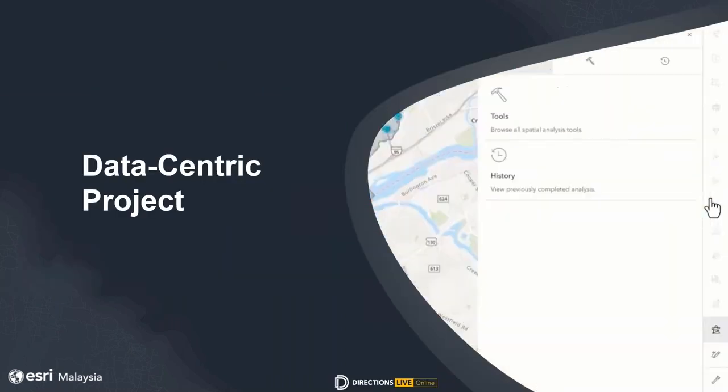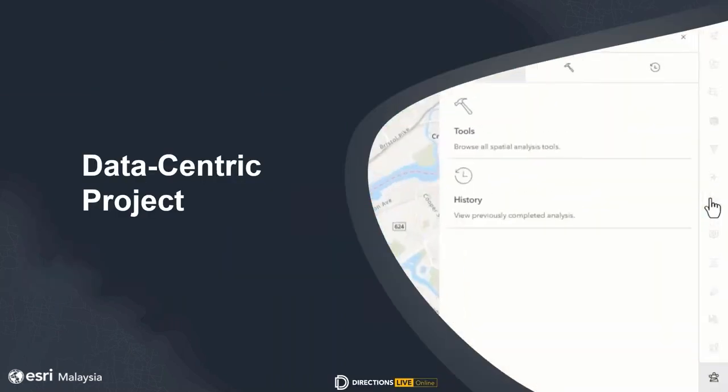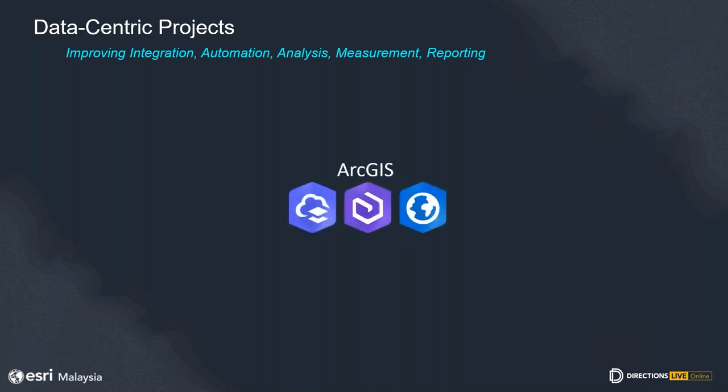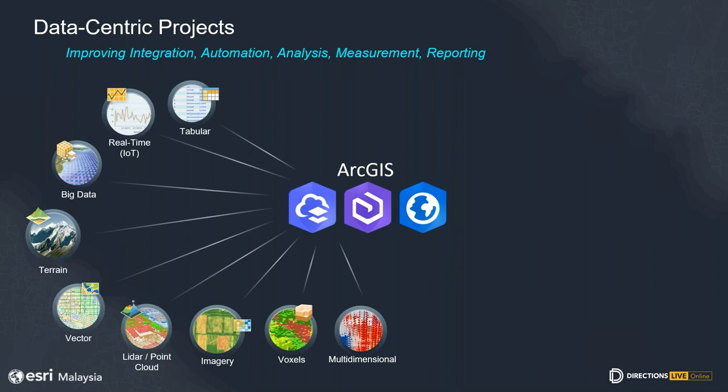Let's start with the first solution, which is data-centric project. In the realm of data-centric project, our focus is on improving integrations to do automations, analysis, measurement, and reporting, where the Esri platform is designed to handle a wide variety of data types, including imagery, LiDAR or point cloud, vector data, terrain data, real-time data, or even tabular data.